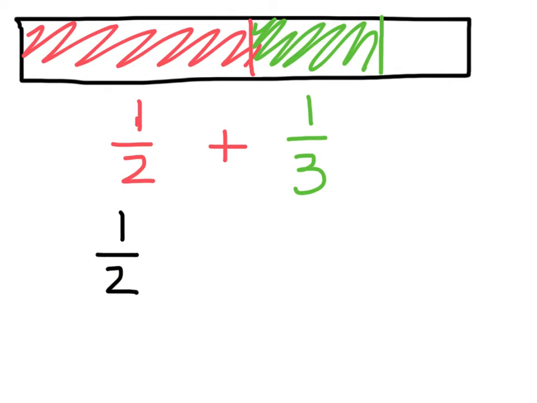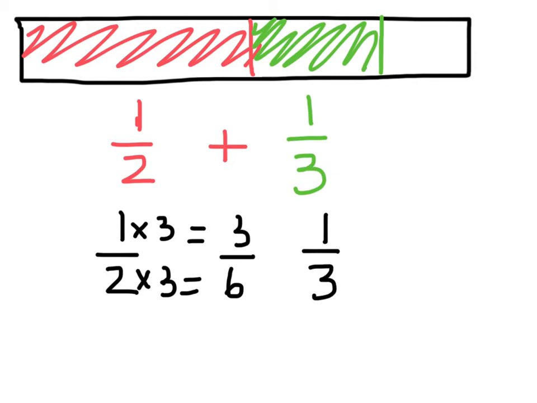In order to rewrite 1/2 as an equivalent fraction with 6 as the denominator, we have to multiply both the numerator and the denominator by 3, giving us 3/6. So 1/2 and 3/6 are equivalent fractions. Now let's rewrite 1/3. 2 times 3 gives us 6. And whatever we do to the numerator, we must also do to the denominator. So 2/6 becomes our equivalent fraction for 1/3.